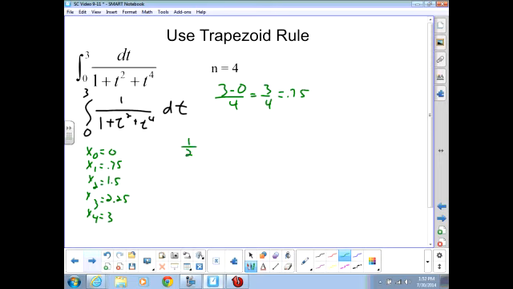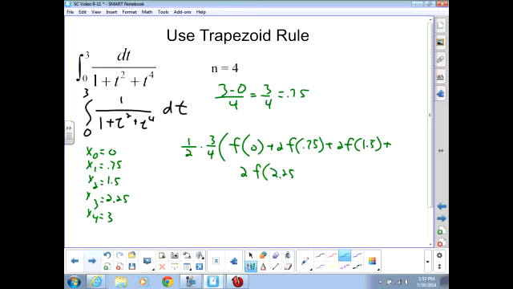So we'll have 1/2 times our width of 3/4. We'll just have 1 of the first one, 0. We'll have 2 of the next one, the 0.75. 2 of the 1.5. 2 of the 2.25. And then 1 of the 3. Now again, we've got to make sure we open a new document because we're going to be putting in a different function. Now remember, your calculator only recognizes x's, so these t's we'll have to put in as x's in our graphs page.